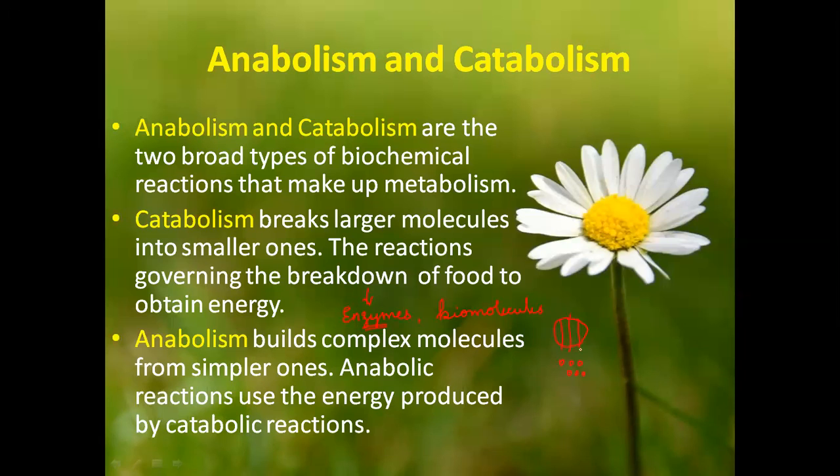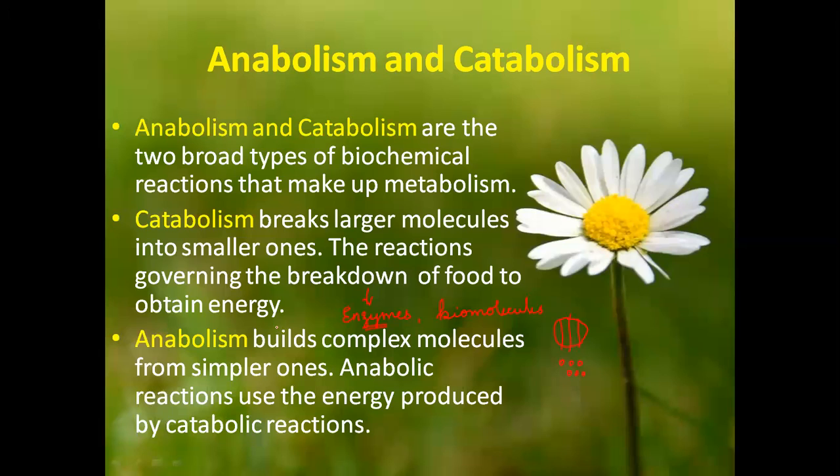So how does the breaking down into smaller particles take place? The enzyme helps the food get broken down into smaller particles. So catabolism, or a catabolic reaction, breaks larger molecules into smaller ones. These are the reactions governing the breakdown of food to obtain energy. To get energy, it is very important that the food is broken down into smaller particles, the reaction takes place, and the enzyme works there, and you get ATP, or adenosine triphosphate, as energy to do many such activities.